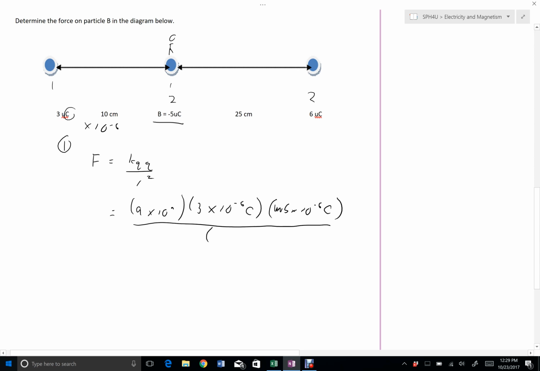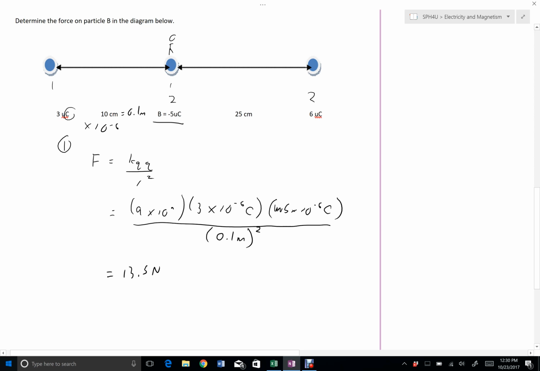Divided by the distance between them, which will be 0.1 meters, right? Can't use centimeters, that's got to be 0.1 meters. And don't forget to square it. So 9 times 10 to the 9, times 3 times 10 to the negative 6, times 5 times 10 to the negative 6, divided by 0.1 squared. And I got 13.5 newtons from that force pair interaction.